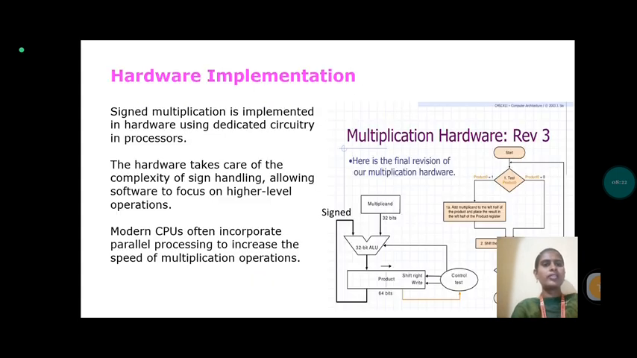The next, hardware implementation. Signed multiplication is implemented in hardware using a dedicated circuit in the processor. The hardware takes care of the complexity of sign handling, allowing software to focus on higher level operations. Modern CPUs often incorporate parallel processing to increase the speed of multiplication operations. Here is the final revision of our multiplication hardware.